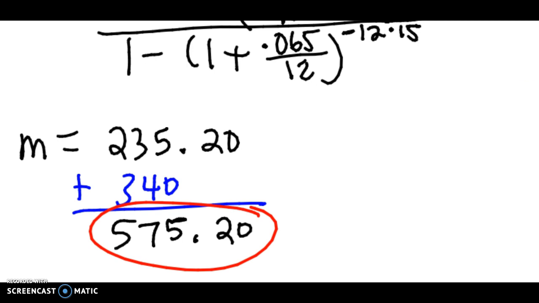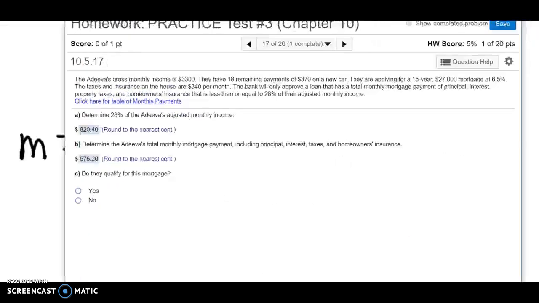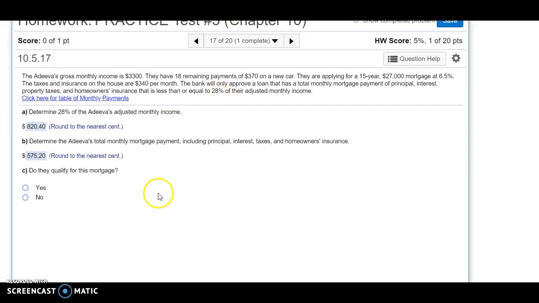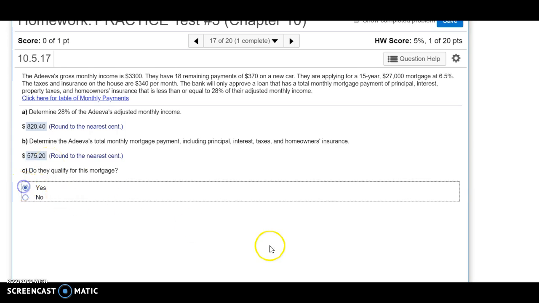Part C asks us, do they qualify for this mortgage? So in order to qualify, 28% of their income needs to be larger than the monthly payment. So A needs to be larger than the answer we got in B. And because $820.40 is greater than $575.20, yes, they qualify for this mortgage.